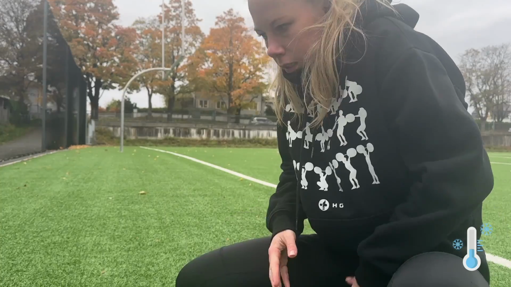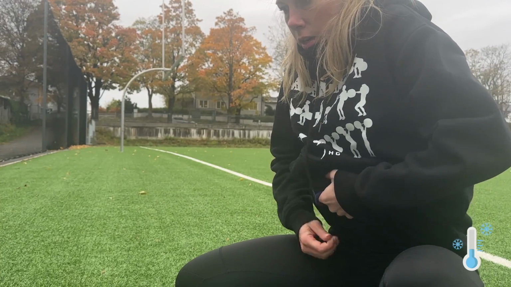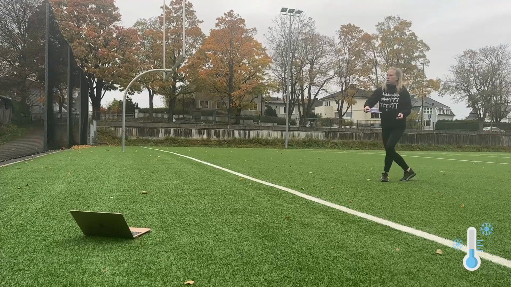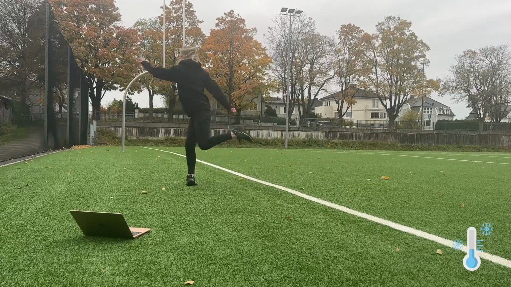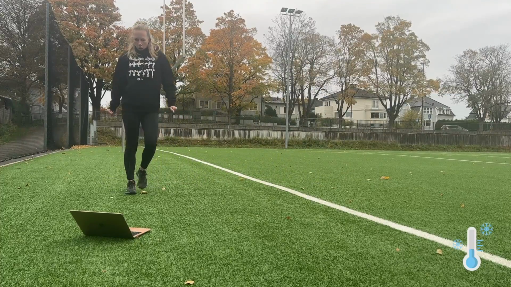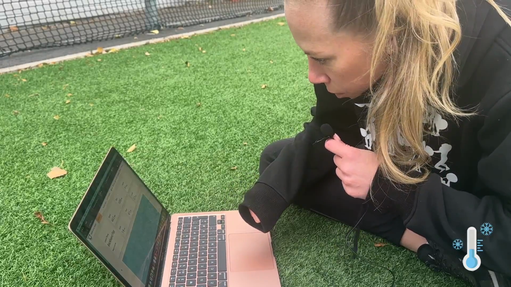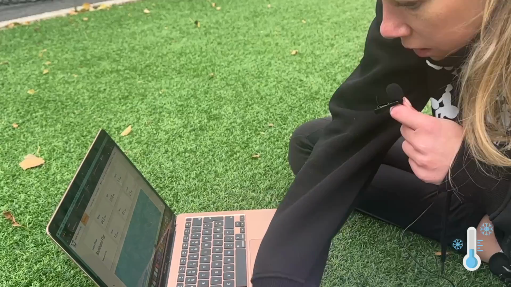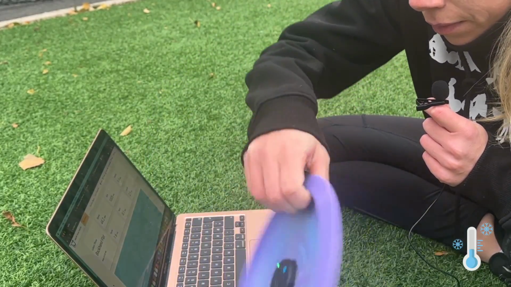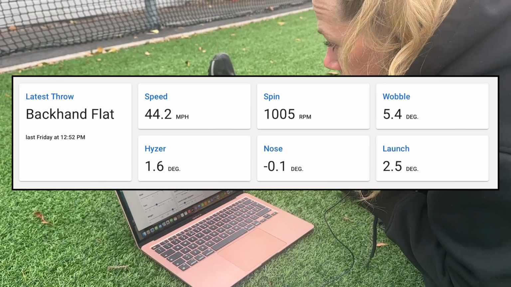As you can see, I'm pretty cold, and I have to admit that that is one of my biggest weaknesses. I am not great at dealing with cold, but it doesn't really matter for this introduction. And we're going to look at one of my super slow speed shots.